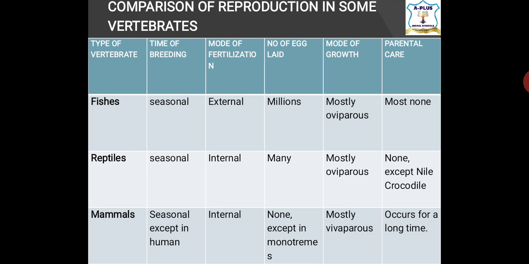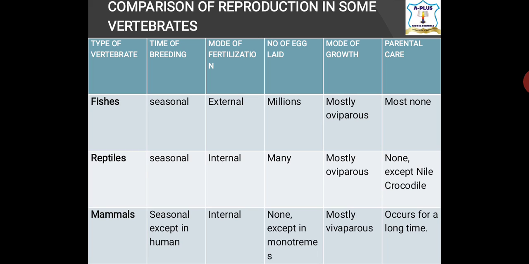Their mode of fertilization is external. They are oviparous. Number of eggs laid: they lay millions of eggs, and I told you the reason the eggs are many is because of the high mortality rate. They use it to compensate for the high mortality rate. Mode of growth, they are oviparous. And parental care, they have no parental care. They don't care about their young ones or the eggs.